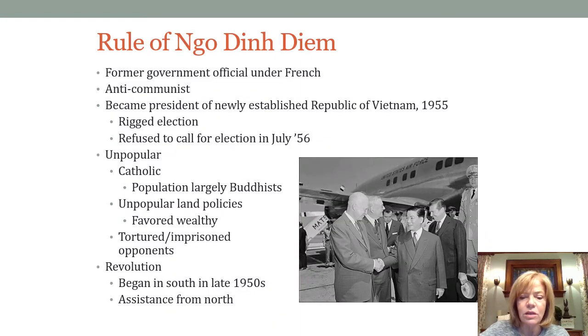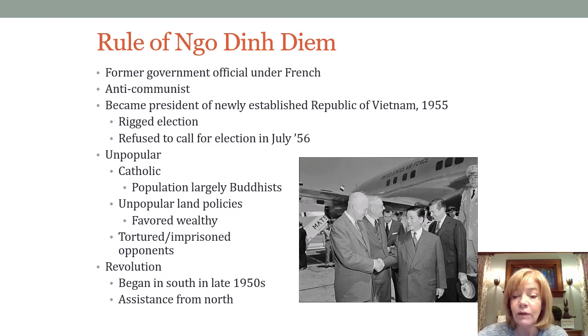Okay, so here is Ngo Dinh Diem meeting with President Eisenhower, right? He had been a government official under the French. The French didn't really think much of him, but we liked him because he was opposed to communism and he was pro-American, right? And he became the president of this newly established Republic of Vietnam.